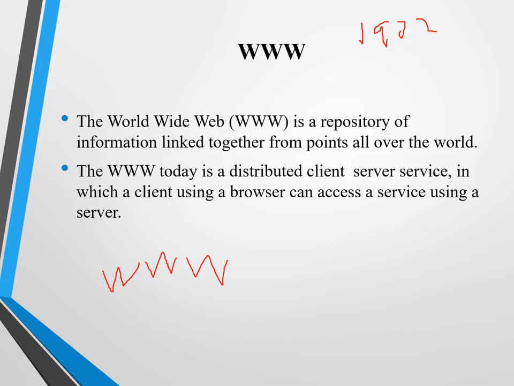So WWW is the World Wide Web, via the internet computers can connect to each other. Public files on computers can be read by remote users by using HTML, the hypertext markup language. URL, the uniform resource locator, is the name of a file on a remote computer.